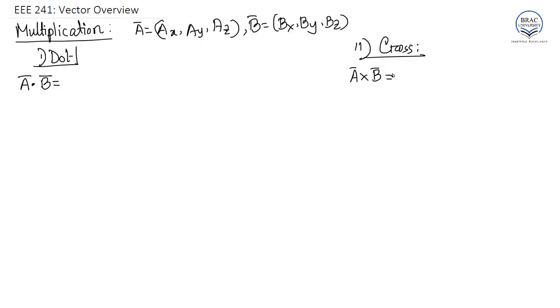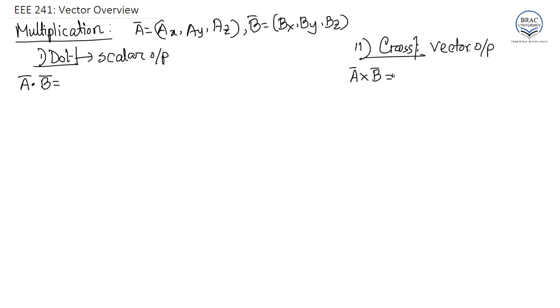Okay, let's get over to the multiplication part. So there are two types of multiplication that we can carry out between two vector quantities, right? The one is your dot product and the other one is cross product. So the dot product between two vectors will give you a scalar output, whereas the cross product will give you a vector output. And you already know about it, I guess.